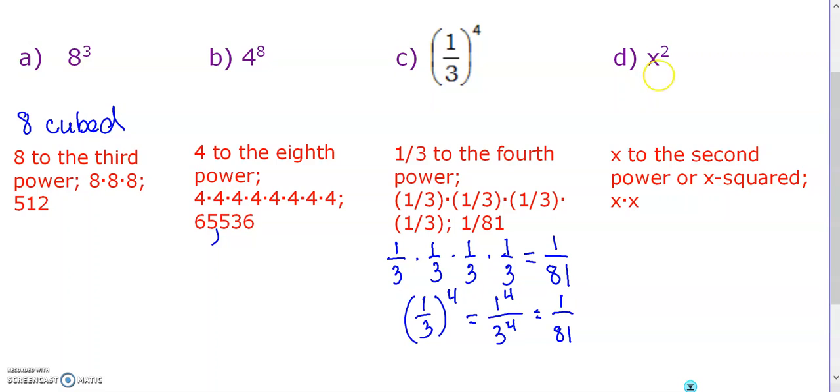Our last one is a variable expression. It's a variable power. I have x to the second power. So this could be x to the second power, x to the power of 2, or x squared. And we can only write this out in terms of multiplication. So we're going to take our base and write it twice, x times x. And we can't evaluate this because we don't know the value of x. It is unknown to us.